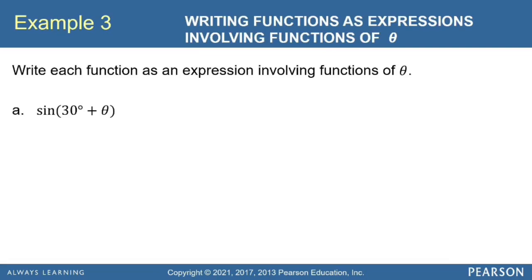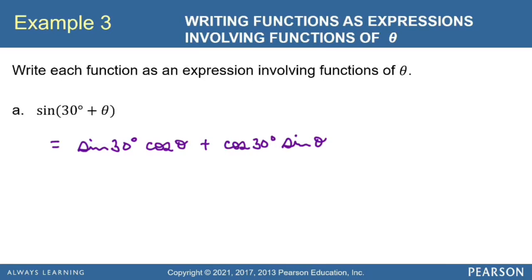So right now it's not a function of theta, it's a function of 30 degrees plus theta. We want to use our sine of A plus B identity to rewrite this so that we don't have 30 degrees plus theta inside the parentheses anymore. So here we go, using our sine of A plus B identity, we would have sine of 30 degrees times the cosine of theta plus the cosine of 30 degrees times the sine of theta. And I did not write out the original identity for us this time, but you should have it in your notes or on your formula sheet.